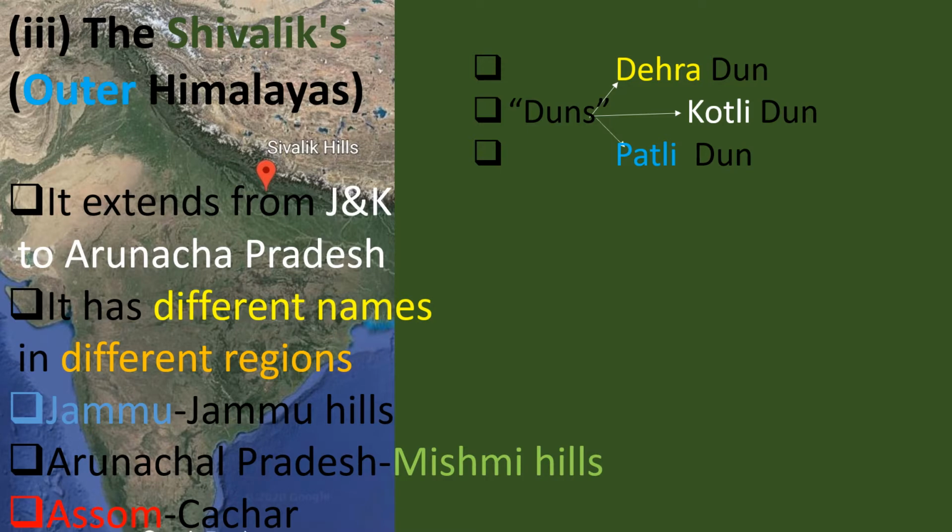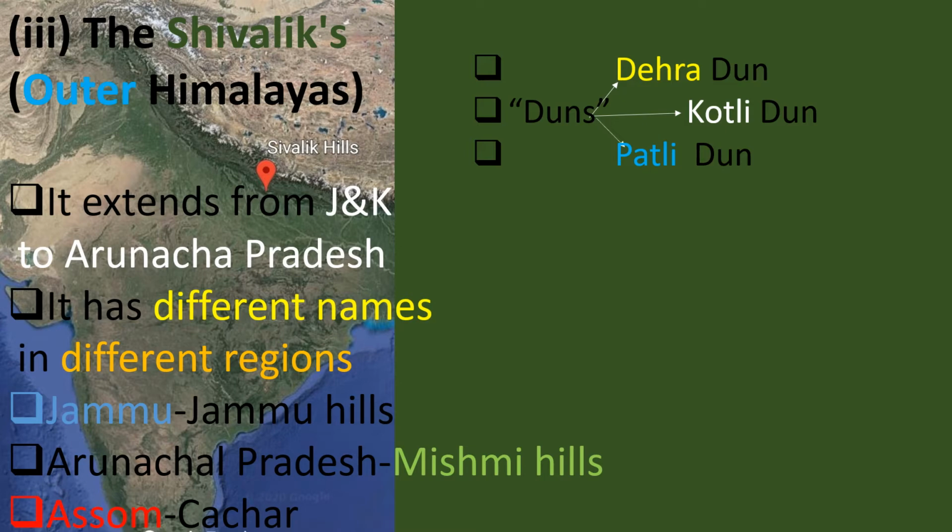The southernmost range of the Himalayas is the Shivalik. It forms a continuous chain of hills extending from Jammu and Kashmir to Arunachal Pradesh with a width of 10 to 50 kilometers and having an altitude varying between 900 to 1100 meters.